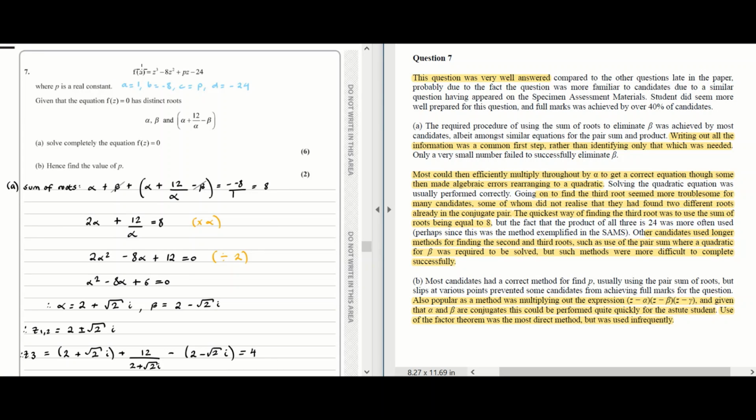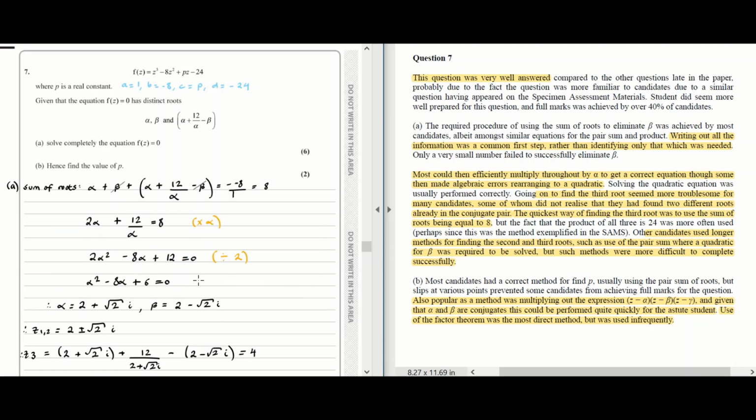Question 7 was concerning the roots of polynomials. It was answered quite well, because there was a similar question in the specimen paper. For part A, that required the sum of roots to eliminate beta, but some people couldn't eliminate beta for some reason. A lot of people found the correct quadratic, which was good. Some people made algebraic errors, but overall finding the quadratic was done pretty well.